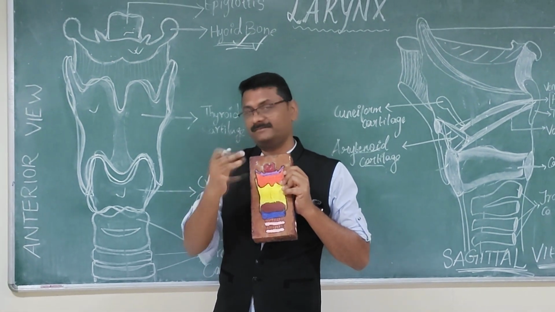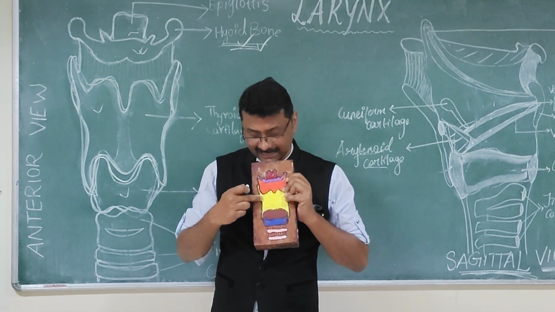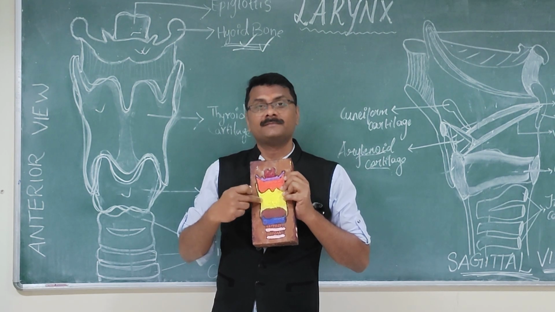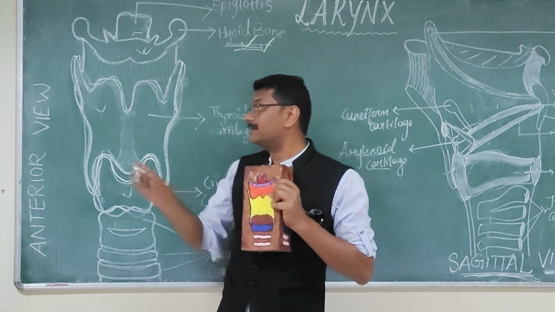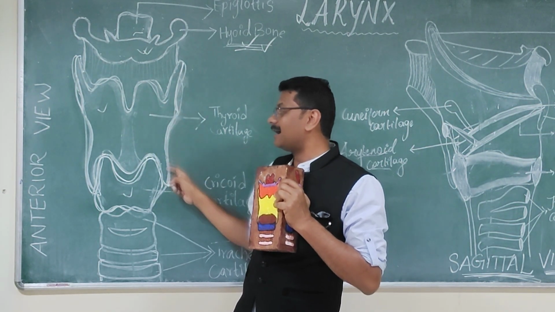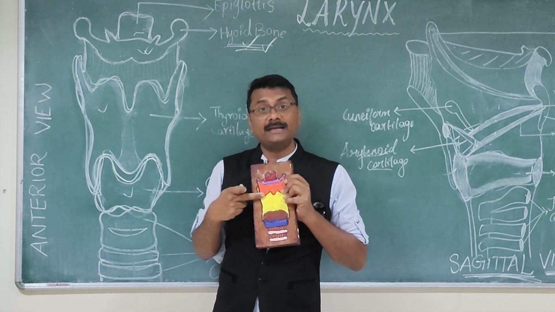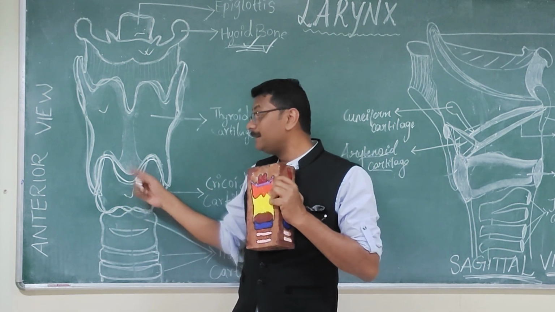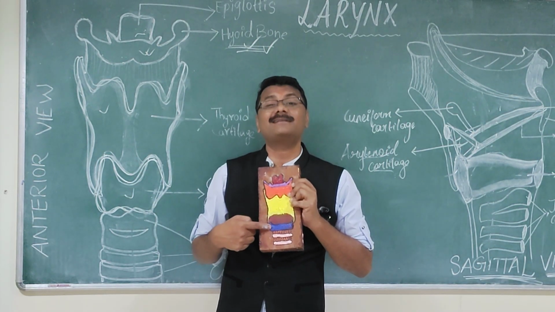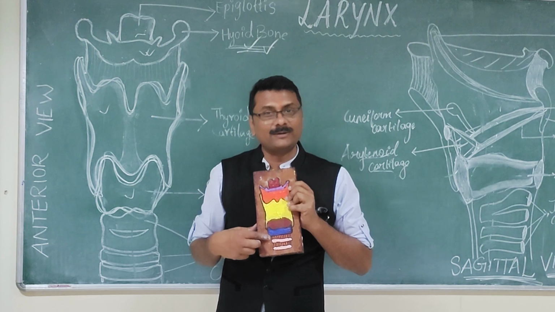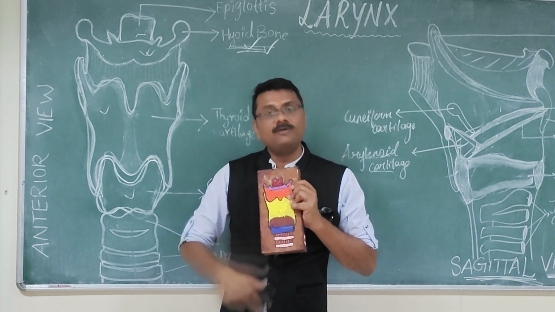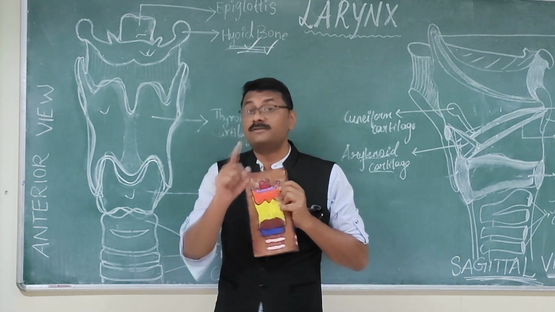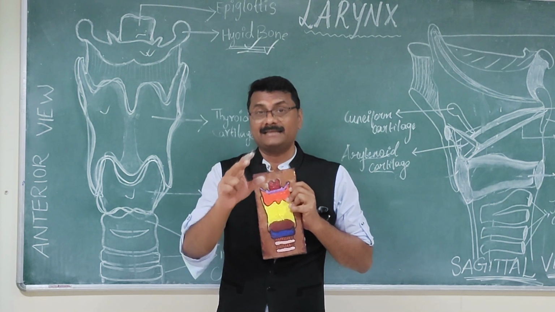Then there is a membrane. We are not bothering about it now because we are studying the cartilages and the bone. Below it, in yellow, is the thyroid cartilage, the largest cartilage, with the thyroid notch here. Below it we have a blue ring-like cartilage known as the cricoid cartilage. Below it are the tracheal rings, which are not part of the larynx.